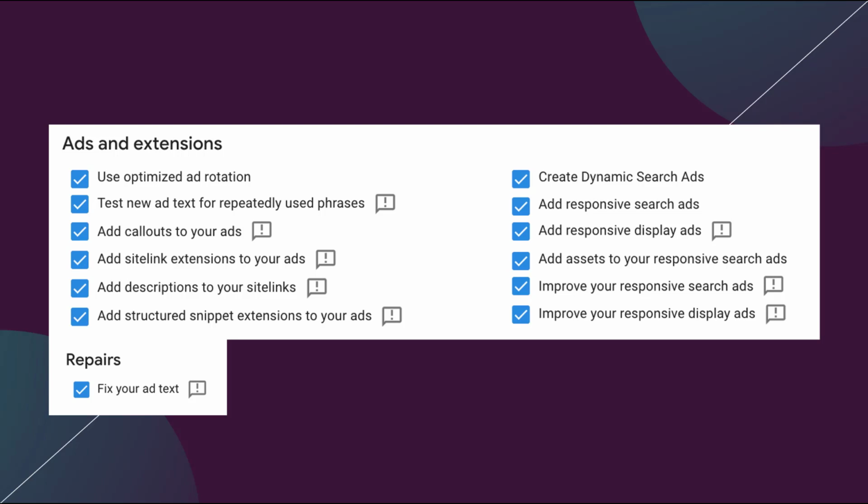The next category of changes we can make for your ads are a little bit in this left-hand column, some in the right-hand column, and also the repairs down below. And this is going to be adjusting your ad copy as it is, whether it's testing new ad text for repeatedly used phrases, improving responsive search ads, improving responsive display ads, adding assets to your responsive search ads, or repairing your ad text.